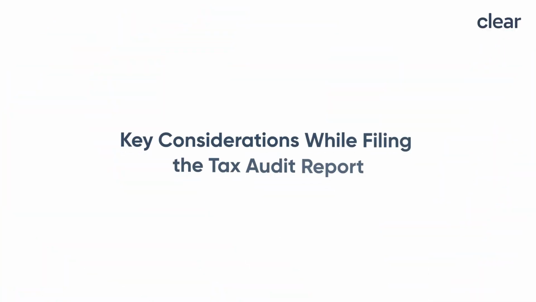So now, as you saw, Form 3CD is a common form to be filed by the auditor irrespective of the law under which the books of accounts get audited, whereas the first form, that is Form 3CA and 3CB, depends on the law under which the books of accounts get audited.